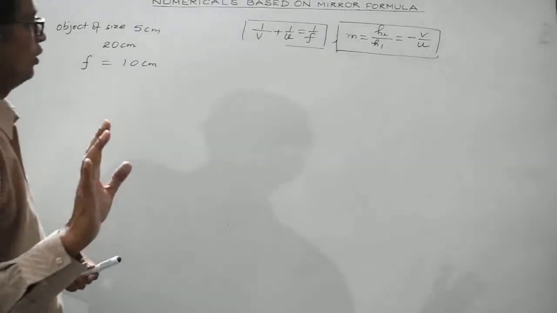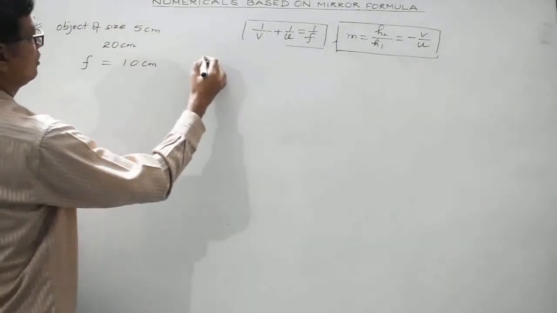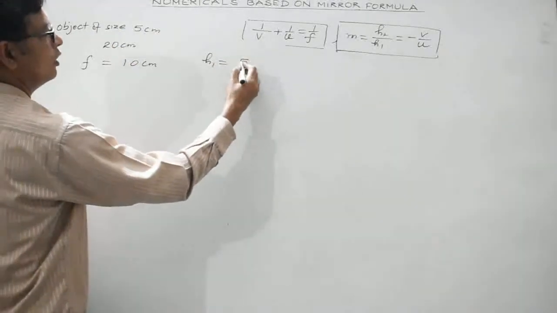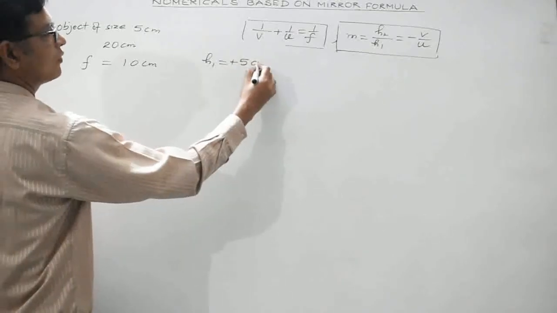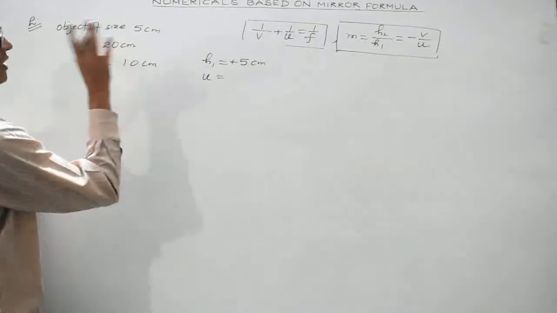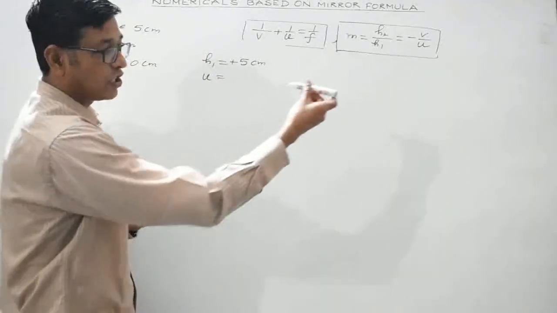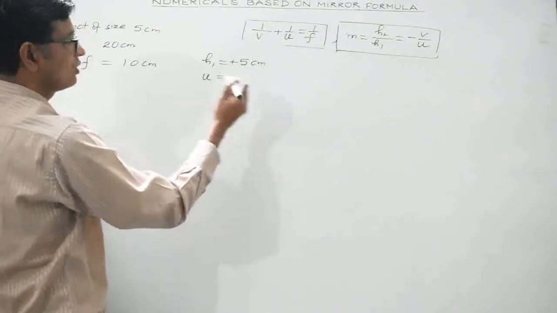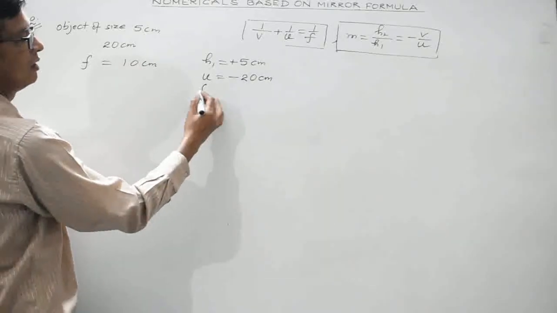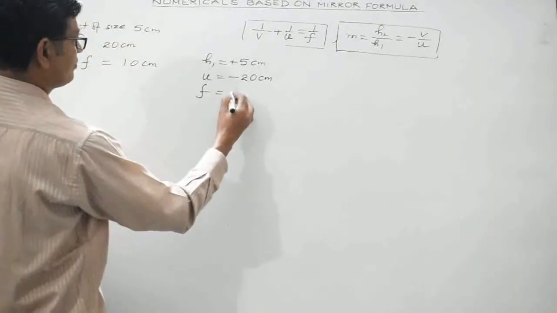So, what are the things which are given to us? Size of the object, that is H1, is given to be 5. Object is always placed erect, so plus 5. Object distance is given to be 20 centimeter. Object distance is always negative. It's measured from the pole against the direction of the incident ray, so it is always taken as negative. What else is given? Focal length of a concave mirror, a converging mirror, is always negative.